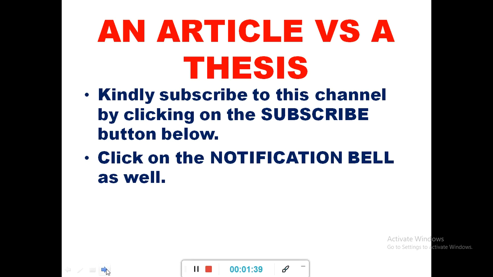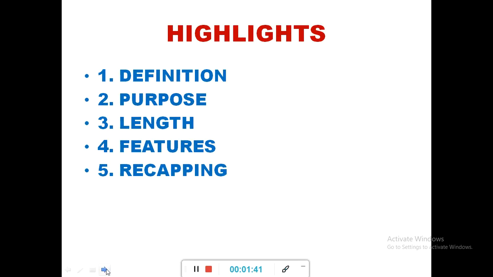Let's start with the highlights. We shall first look at the definition, and then the purpose, the length, and the features of these two types of writing, and then we will recap.